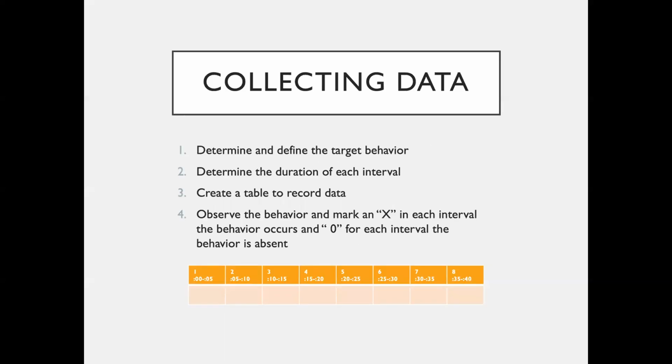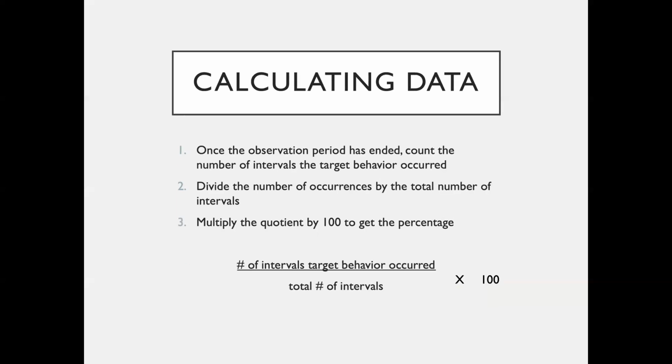So, collecting data: you want to define and determine the target behavior before you start. You also want to determine the duration of each interval. And then you're going to want to create a table to record that data in. It's going to make your life a heck of a lot easier. Then you're going to observe the behavior and mark an X in each interval that the behavior occurred and a 0 for each interval that the behavior is absent or did not occur. Down here on the bottom, I have a little 5-second interval chart example, and we're going to use that in the next slide once we get to that example.